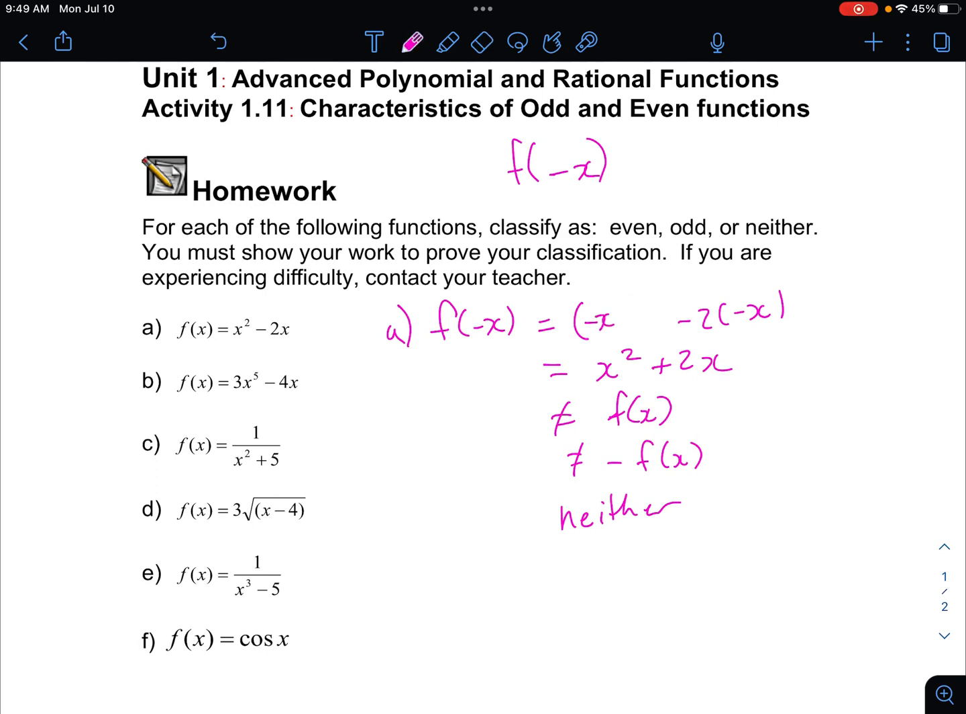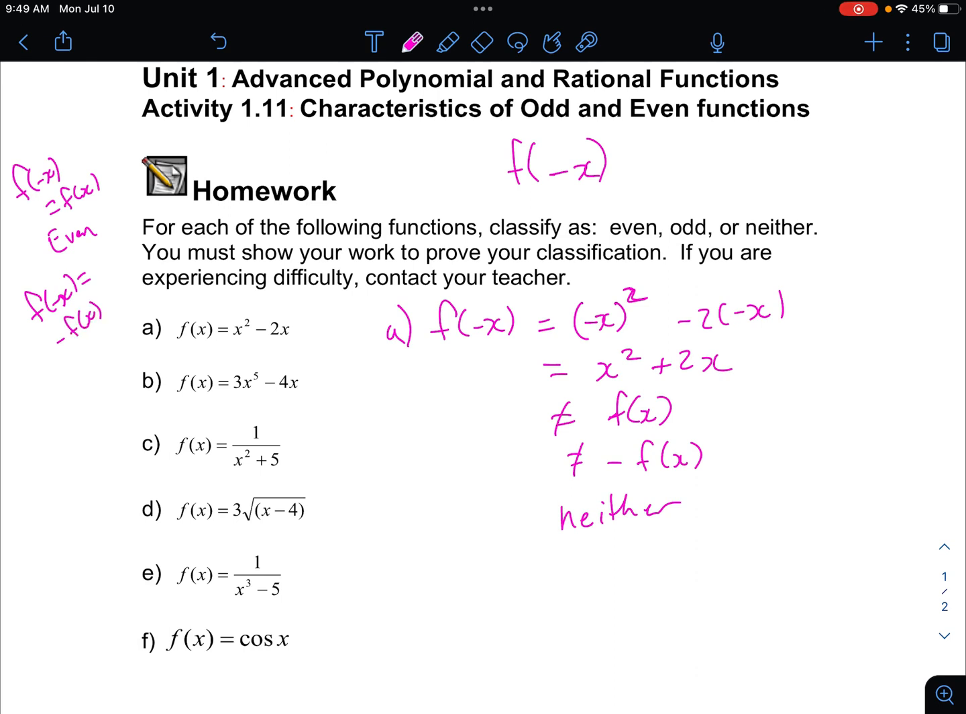This is the tricky part here, because you have to do negative x all squared. So it's negative x times negative x, which gives you the positive x squared. And then you do negative 2 times negative x, which gives you positive 2x. Now, I wrote here, if it's even, we know that when we plug in f at negative x, it has to equal itself again. That's for even. And for odd, when we plug in f at negative x, we get the negative version of f at x.